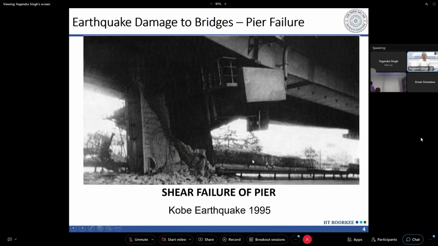Then the second type of failure is the shear failure of the piers. Different types of failures have been observed in piers.